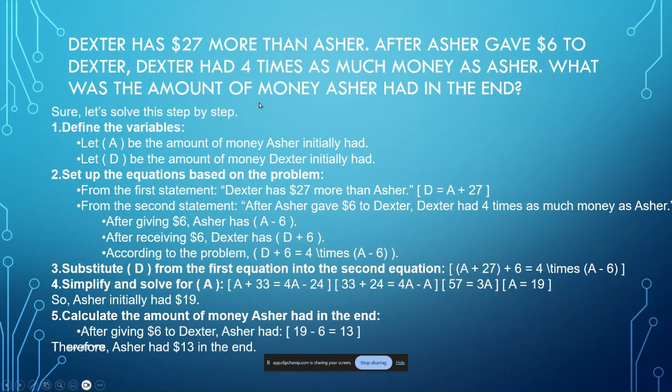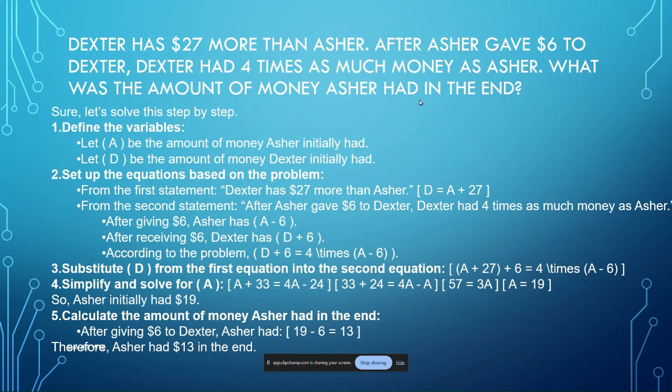Okay. So how do you solve this? Well, first of all, let's create a variable for both the persons, Asher and Dexter, and the amount of money that they have initially, which is at the beginning. Then, using what we find in the question, set up our equation.